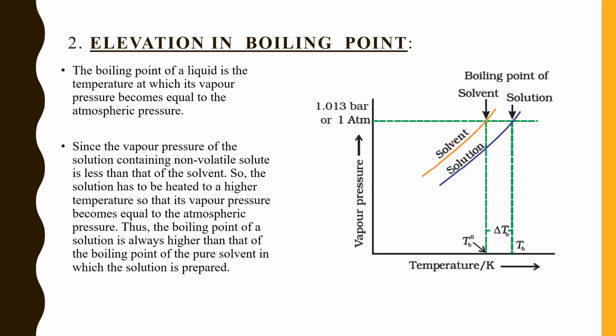Now the second colligative property is elevation in boiling point. Since the boiling point of a liquid is the temperature at which its vapor pressure becomes equal to atmospheric pressure.